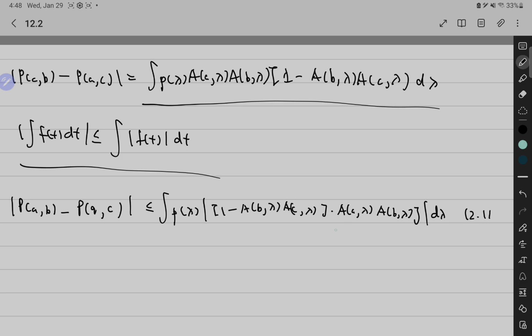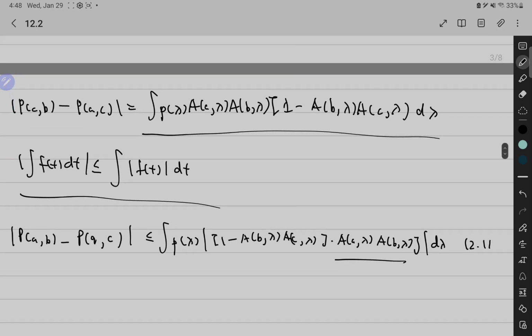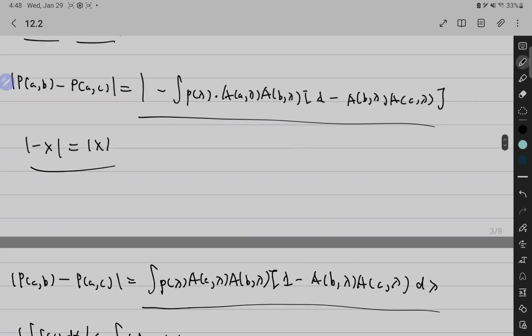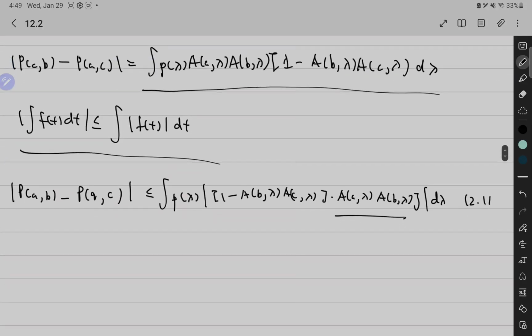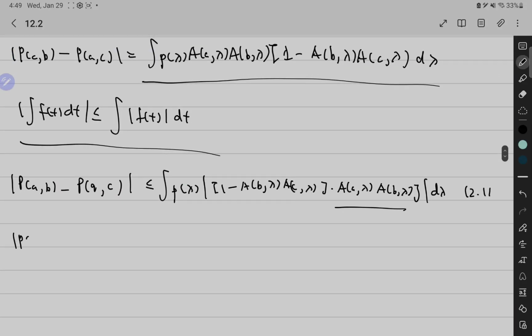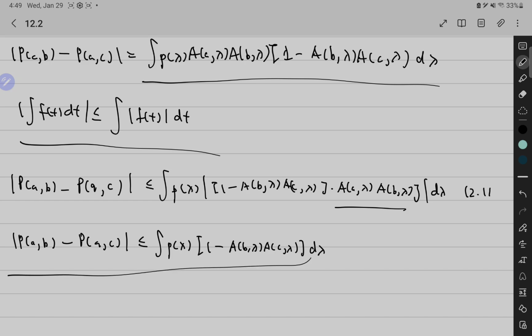And as I already discussed, the absolute value of A(A,λ) times A(B,λ) is just going to be 1. I already discussed the reason why here. So this can further be simplified into this: smaller than or equal to the integral of ρ(λ) times 1 minus A(B,λ)A(C,λ), dλ. So this is what we have so far.